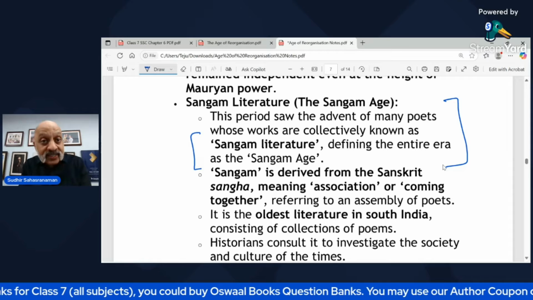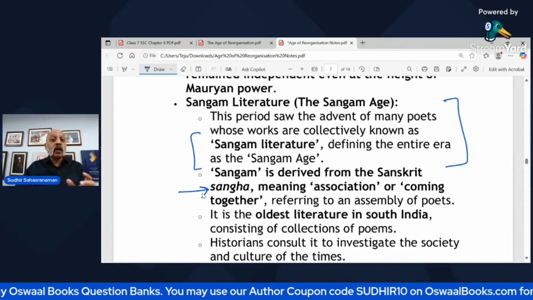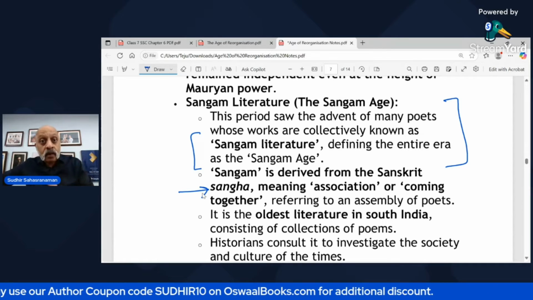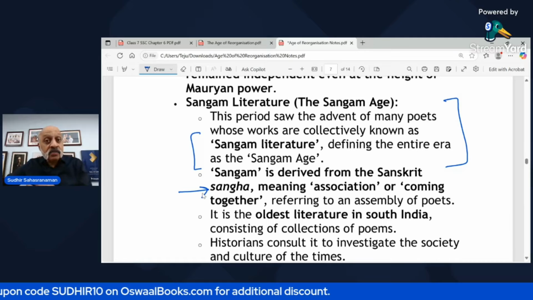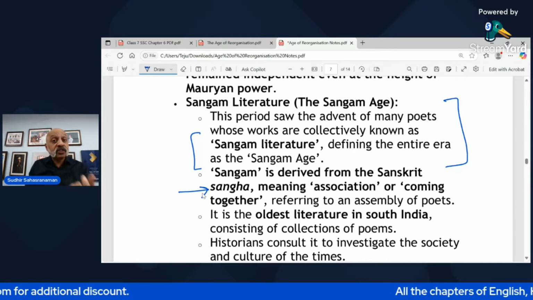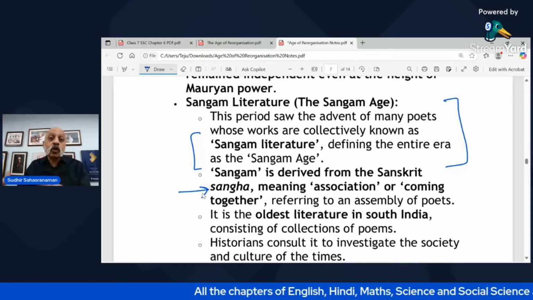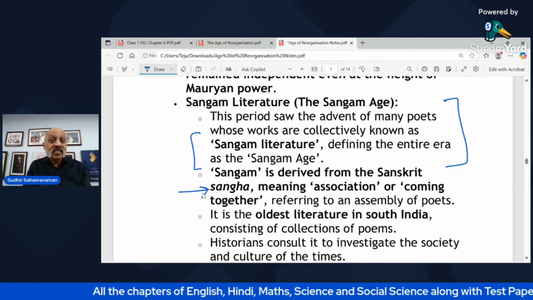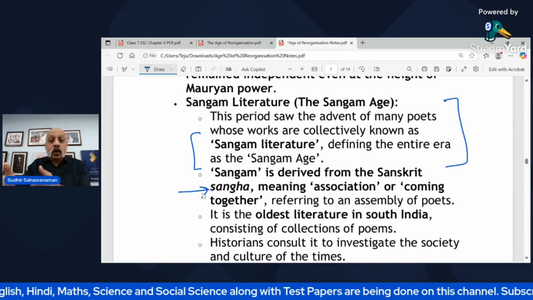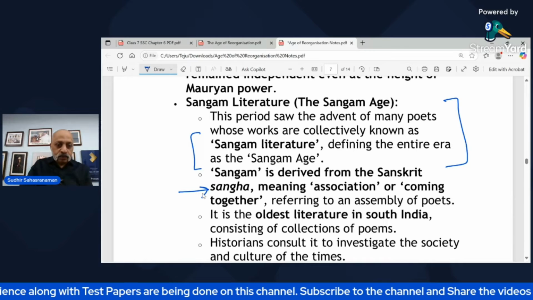Now, where does the word Sangam come from initially? It comes from the Sanskrit word Sangha, which means association. In Hindi they say, hum sang bana rahe hain. Like for instance, the RSS full form, Rashtriya Swayam Sevak Sangh. Sangh means essentially a group of different people coming together, right? In this case, you're talking about the coming together of many poets, and therefore they wrote the literature, and that's what is referred to as the Sangam literature. I hope this is clear.